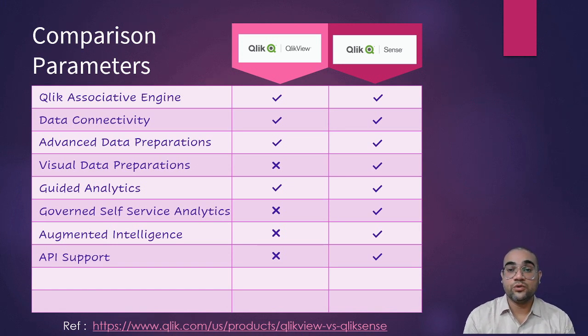For example, you can create a write back extension, or you can create any charts and graph which is not available in the default library of the ClickSense, and this can be done using the API.